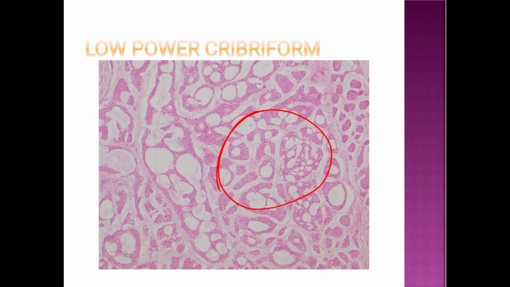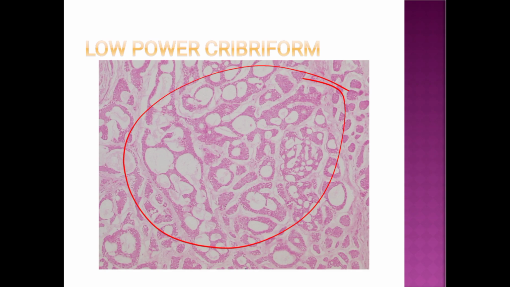We have said that the cribriform form is the most classic, and it is characterized by islands of basaloid cells. These basaloid cells then have cystic spaces, and these cystic spaces give the Swiss cheese appearance. You can see here.